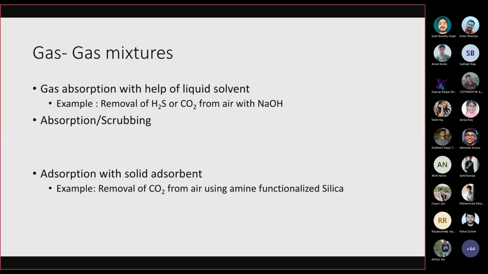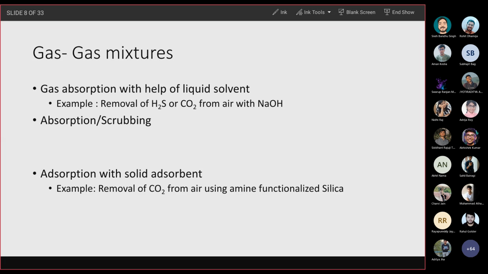So when you have two gas mixtures, and one quantity is very low compared to the other, we use scrubbing. For example, the CO2 concentration in atmospheric air is very low. At that time, instead of using absorption, we prefer to use scrubbing. In the scrubbing process, we bubble the gas in a pool of liquid.